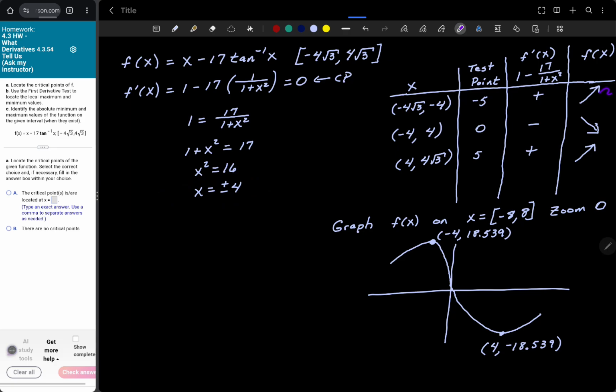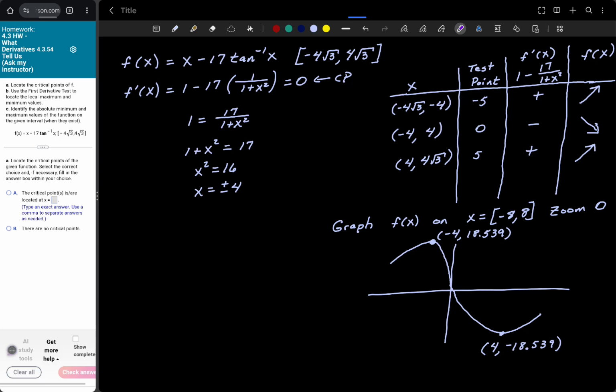I have a local maximum at the critical point between where it increased and decreased. So you know -4 is a maximum. And then I have another critical point between two intervals where it decreased before it, increased after it. So it had to be a minimum. So I know I have to have a maximum at -4. I have to have a minimum at 4.